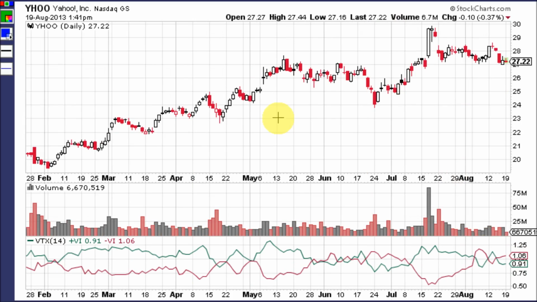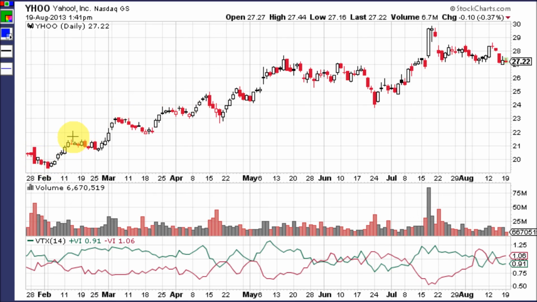Now let's look at the signals the VTX has given on this chart for Yahoo Incorporated, ticker YHOO. Right here is the 1.0 line, and anything above it is bullish. Now, plus VI came down and touched the 1.0 line and kissed up off of the minus VI, and they started to separate, showing that the stock was in an uptrend. It was doing a march of the bulls, or the bullish stair-step chart pattern, which is a very bullish chart pattern.